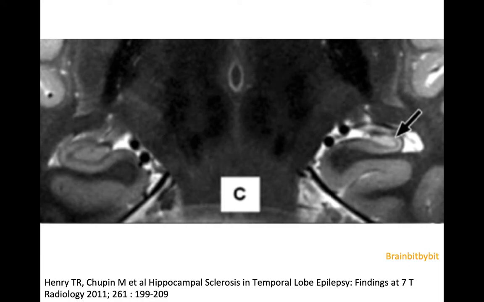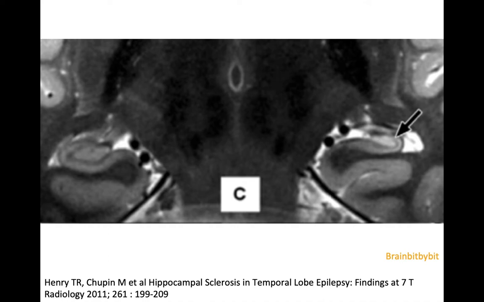You can see the hippocampus even better on 7 Tesla MRI. This is a normal hippocampus on the right side with the dentate gyrus, Ammon's horn laterally coming in, and some striated white matter in between. And there's hyperintensity of the dentate gyrus and CA4 in this patient with epilepsy.